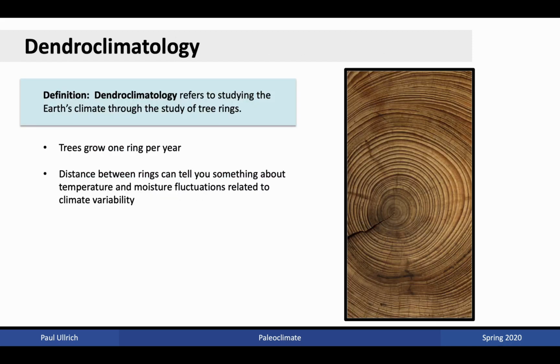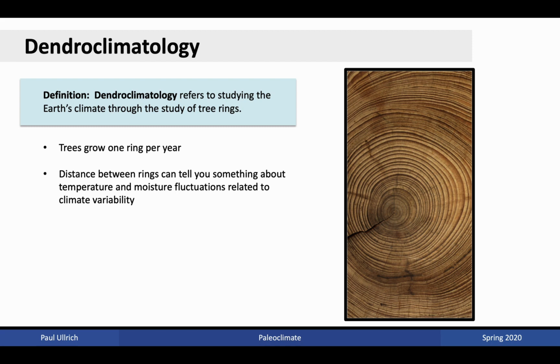We're going to focus on three of those proxy records in this lecture. First, we'll talk about dendroclimatology, then we'll talk about ice cores, and finally, we'll talk about ocean bottom sediment. Formally, dendroclimatology refers to the study of Earth's climate through the study of tree rings. These tree rings can allow us to look back over 7,000 years in the Earth's climate history, although uncertainty grows beyond about 1,000 years in the past.